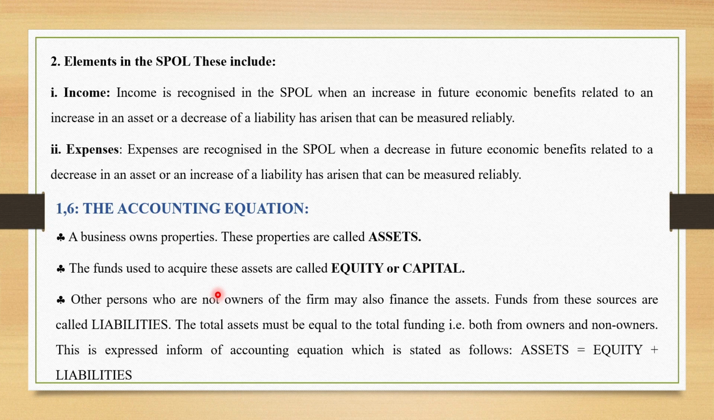Accounting equation, as you have seen: assets equal to equity plus liabilities. So the business owns property. These properties are called the assets, as you have seen by the definition. The funds used to acquire those assets are also called equity or capital. Then the other persons who are not owners of the fund may also finance the assets. Funds from those sources are called the liabilities. So in short, when we talk of the accounting equation, we mean this: assets equal to equity plus liabilities. Hope you are getting it well.